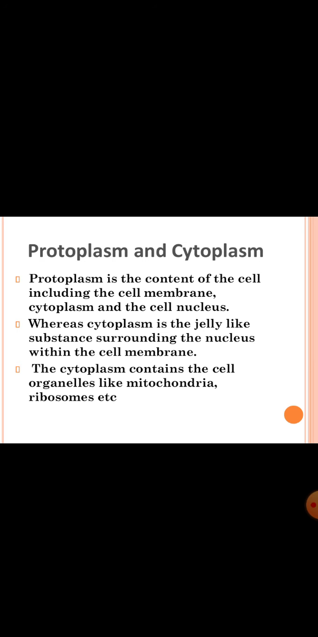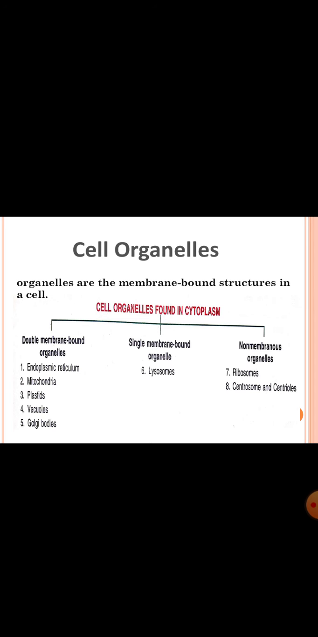Clear? Let's move on to our very important topic in this chapter, which is cell organelles. Means cytoplasm contains many cell organelles. Each type of cell organelle has a characteristic shape and is specialized for a specific function. They are living parts of a cell, as described in a diagram. Means the cell organelles found in cytoplasm can be classified into three categories: double membrane bound organelles, single membrane bound organelles, and the last one is non-membranous organelles.